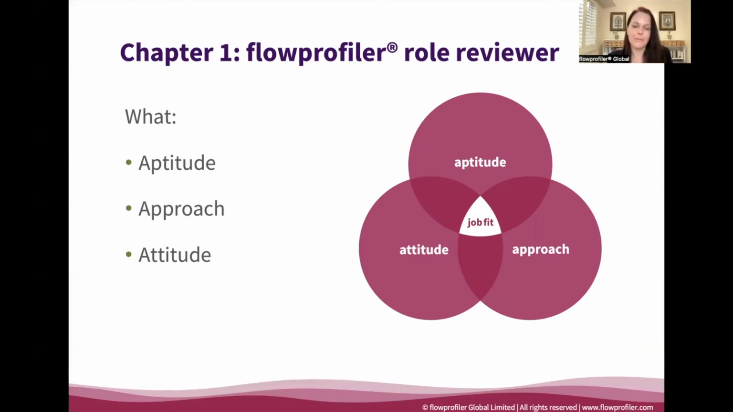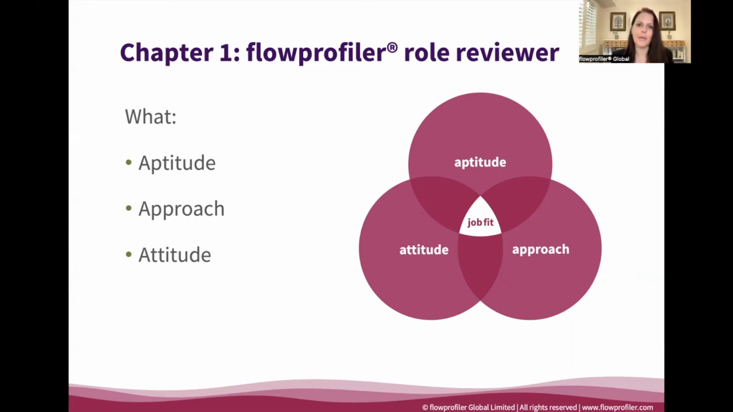Approach is very much about looking at the likely behaviours the candidate will display in the role, but it's also about looking at things like organisational culture or team fit or leadership style, if that's a requirement of the role.